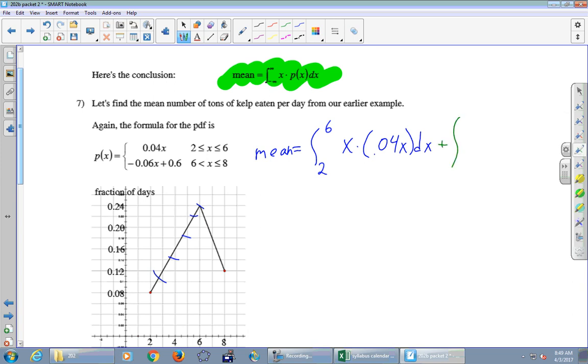Let's just write it. The other function lives where? 6 to 8. And again, it's x times p of x. x times a different function. This is the bottom row. And that's it. 2 easy integrals, right? Just multiply the x into the parentheses, do your antiderivative, and plug in.